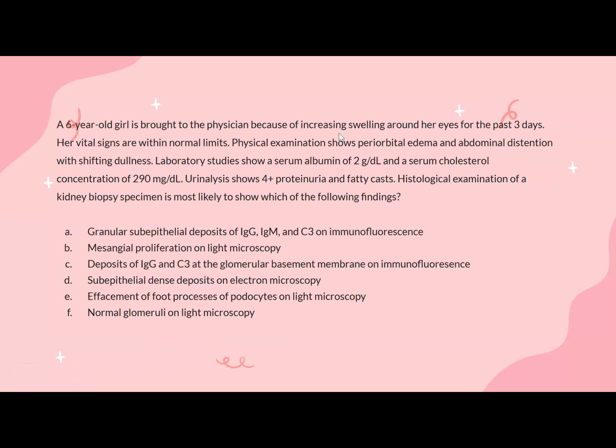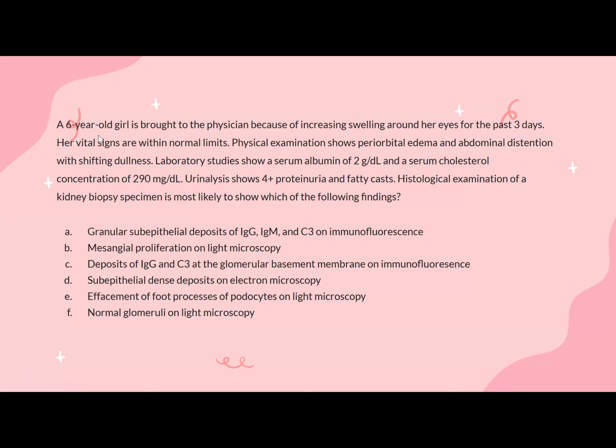A 6-year-old girl is brought to the physician because of increased swelling around her eyes. Her vital signs are within normal limits. Physical examination shows periorbital edema, abdominal distension with shifting dullness. What is shifting dullness? Immediately we're thinking ascites, right? So she has ascites. She's 6 years old, so this is a pediatric patient. She has increased swelling around her eyes, right? Albumin is 2, which is low. Cholesterol is 290, which is high. Urinalysis shows proteinuria and fatty casts. All right. Which of the following is the most likely kidney biopsy specimen?